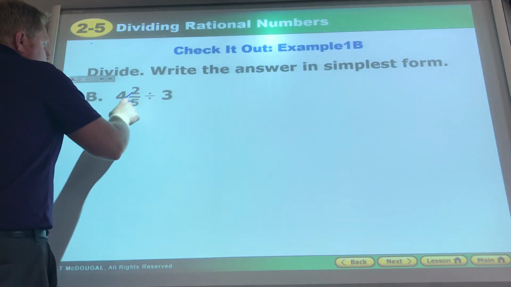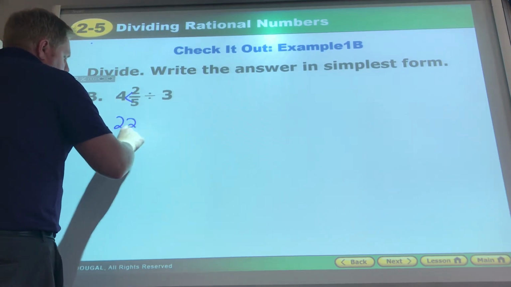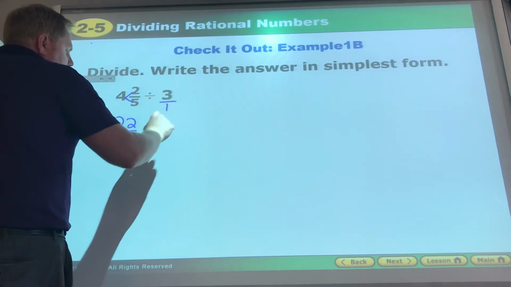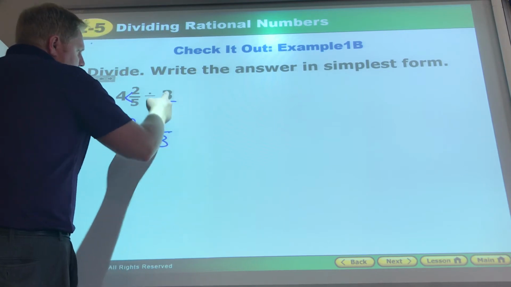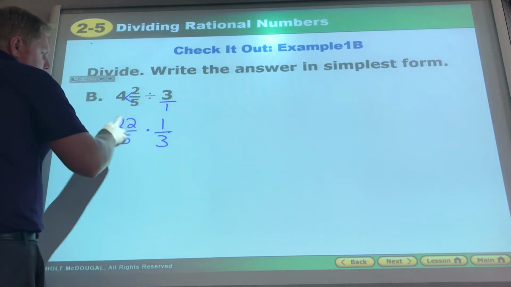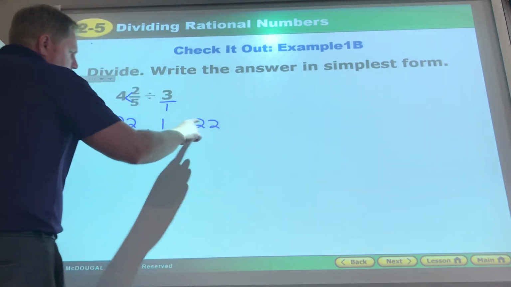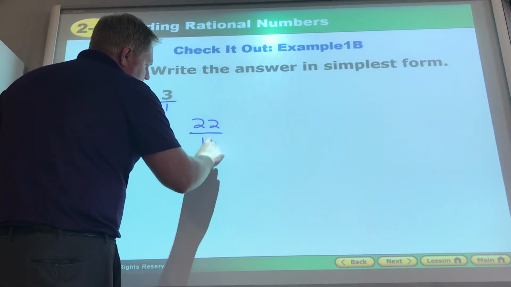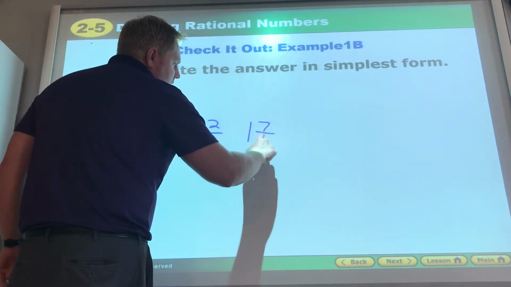Triangle method. 22 over 5. And it's not divided by 3 over 1. It's multiplied by 1 over 3. Dividing by a number is the same as multiplying by its reciprocal. All right. There's no simplification that can be done. 22 times 1 is 22. 5 times 3 is 15. And that makes for 1 7/15.